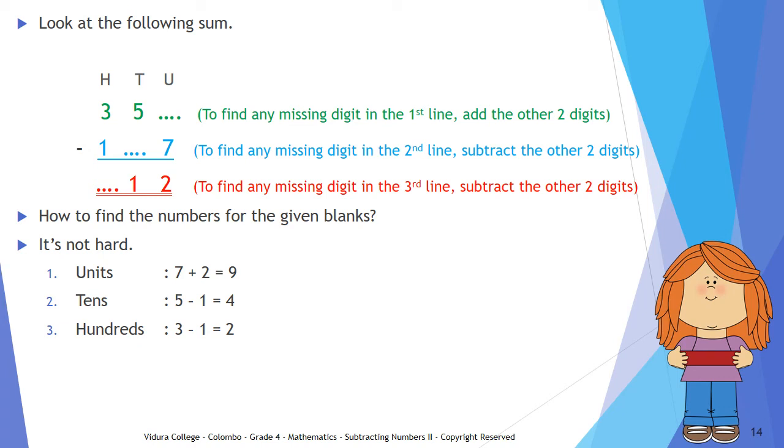Is it hard? It's not hard. So we added units first, which is 7 plus 2. We found the answer as 9. Tens side, we found the answer as 4 by subtracting 1 from 5. Then 100 side, we found the answer as 2 by subtracting 1 from 3. Can you understand it?